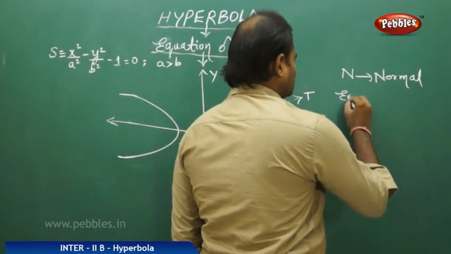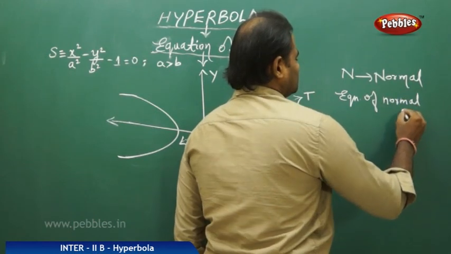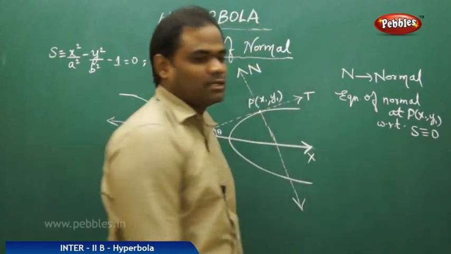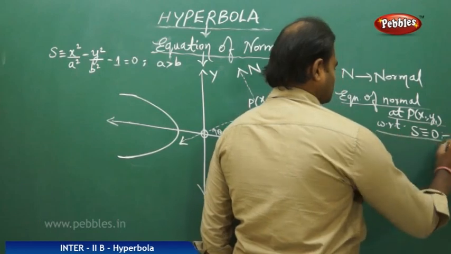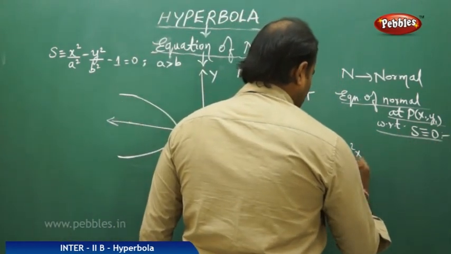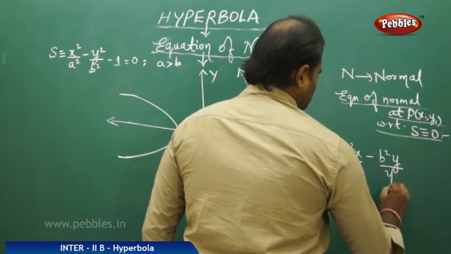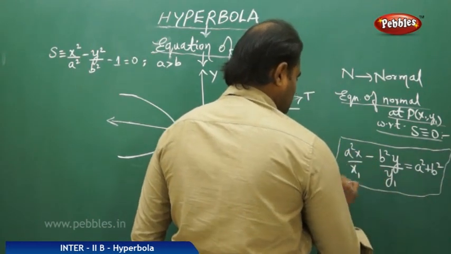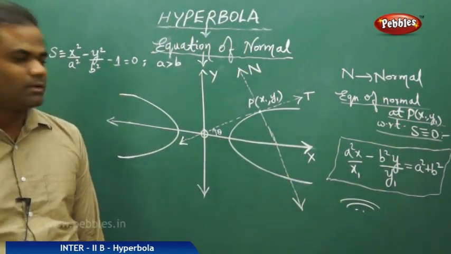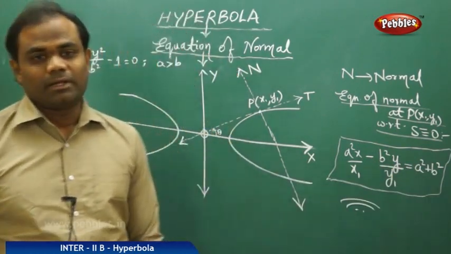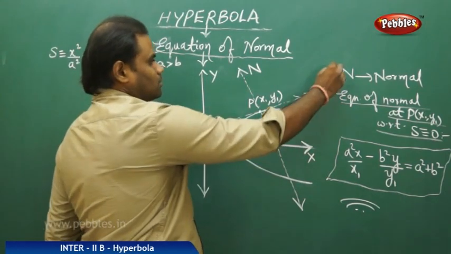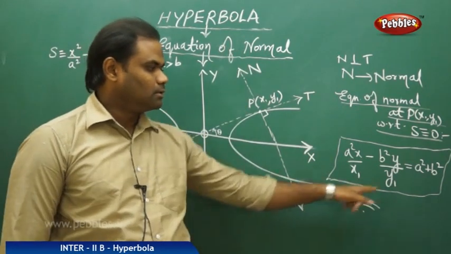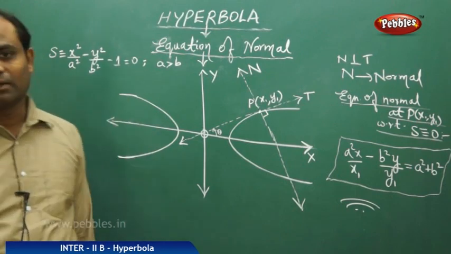So the equation of normal at P(x1, y1) with respect to the hyperbola S equal to 0 is given by the formula a squared x by x1 plus b squared y by y1 equals a squared plus b squared. So the equation of normal is given by a squared x by x1 plus b squared y by y1 equals a squared plus b squared out here, where the normal is perpendicular to the tangent, is how we get the normal with its equation for the standard equation of hyperbola.